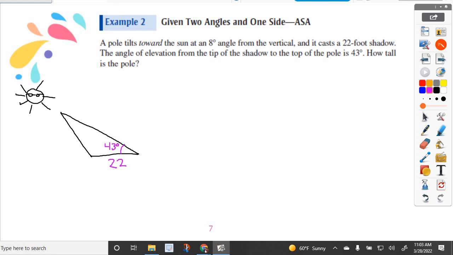Do we know any other information? We know the 8 degrees. So 8 degrees is from the vertical. So from the vertical would create a right angle, and then from the vertical would be an 8-degree angle. So what is that total angle on that side? 98 degrees.